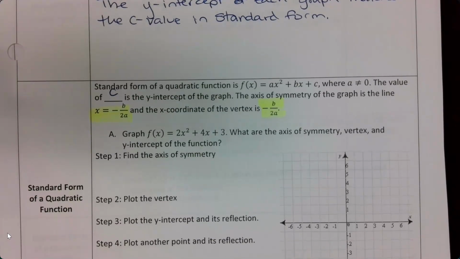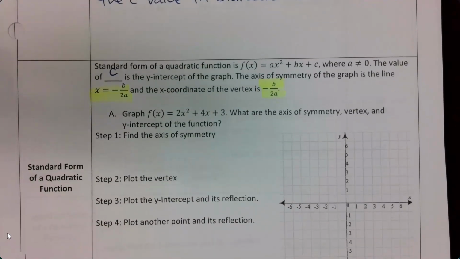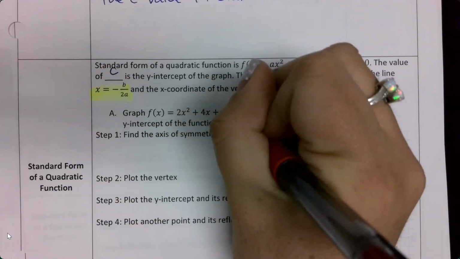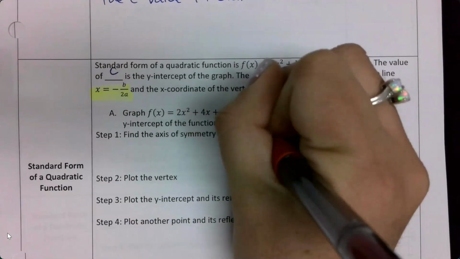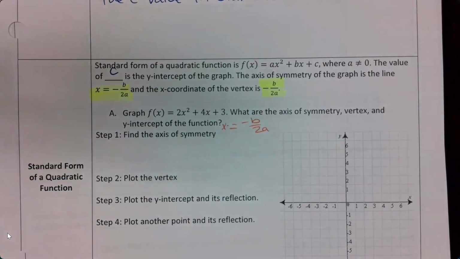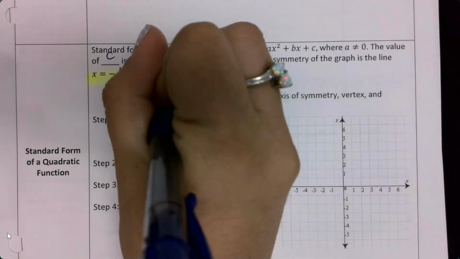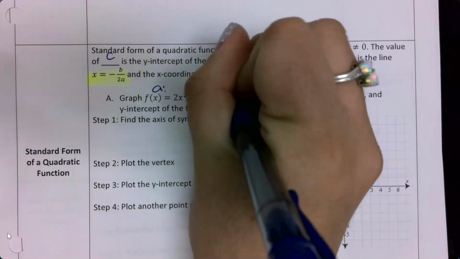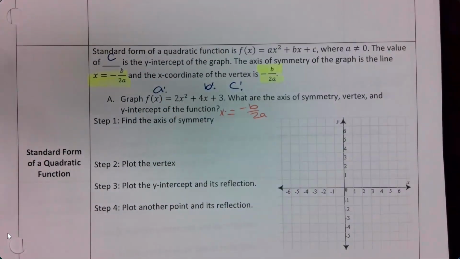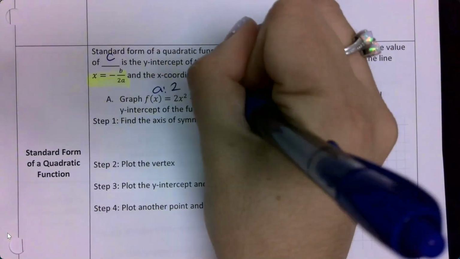So here on this one, I want to graph f of x equals 2x squared plus 4x plus 3. And it's asking me my axis of symmetry, my vertex, and the y-intercept. So to find my axis of symmetry, that is where I want to use the x equals -b over 2a. So I want to find out what my a, b, and c values are. What is a? B? C.